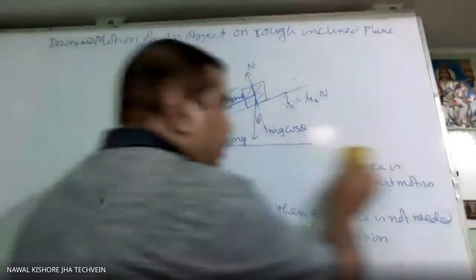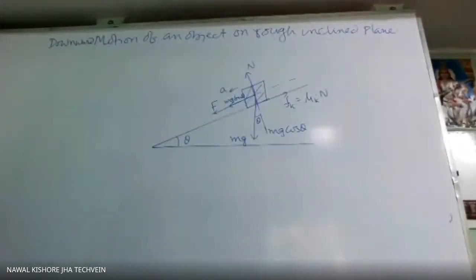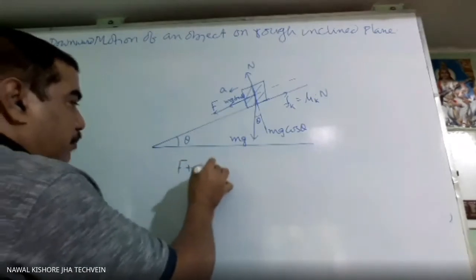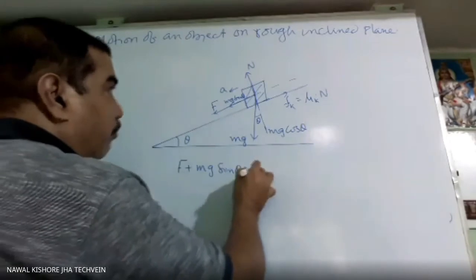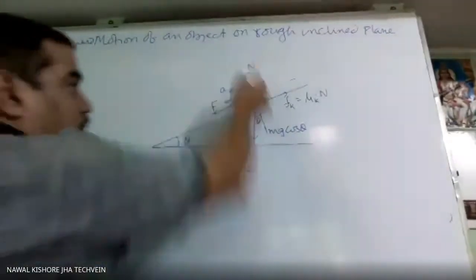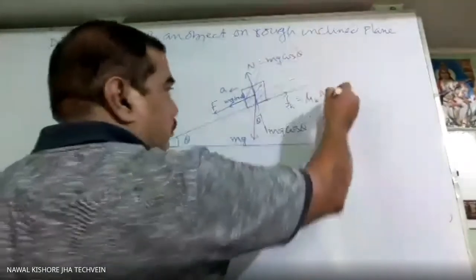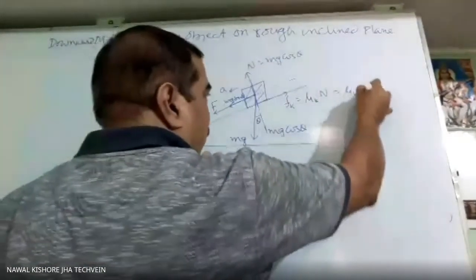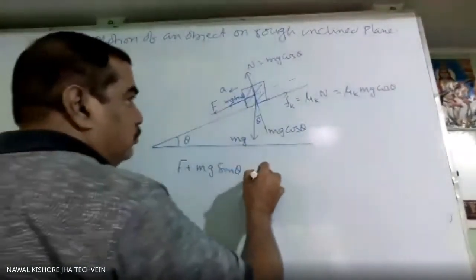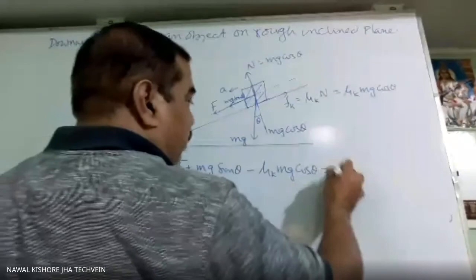So what will be the equation? If we apply Newton's second law, what can we write? In this case, F plus mg sin theta minus Fk, which is mu k times N, and this N will be equal to mg cos theta. So mu k mg cos theta, this must be equal to ma.